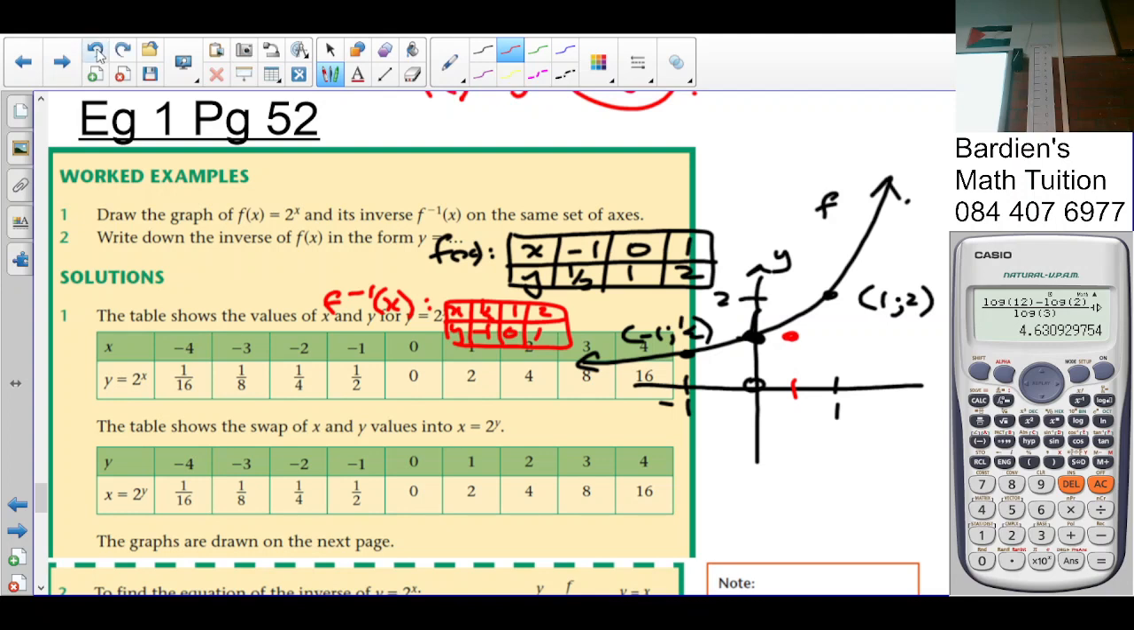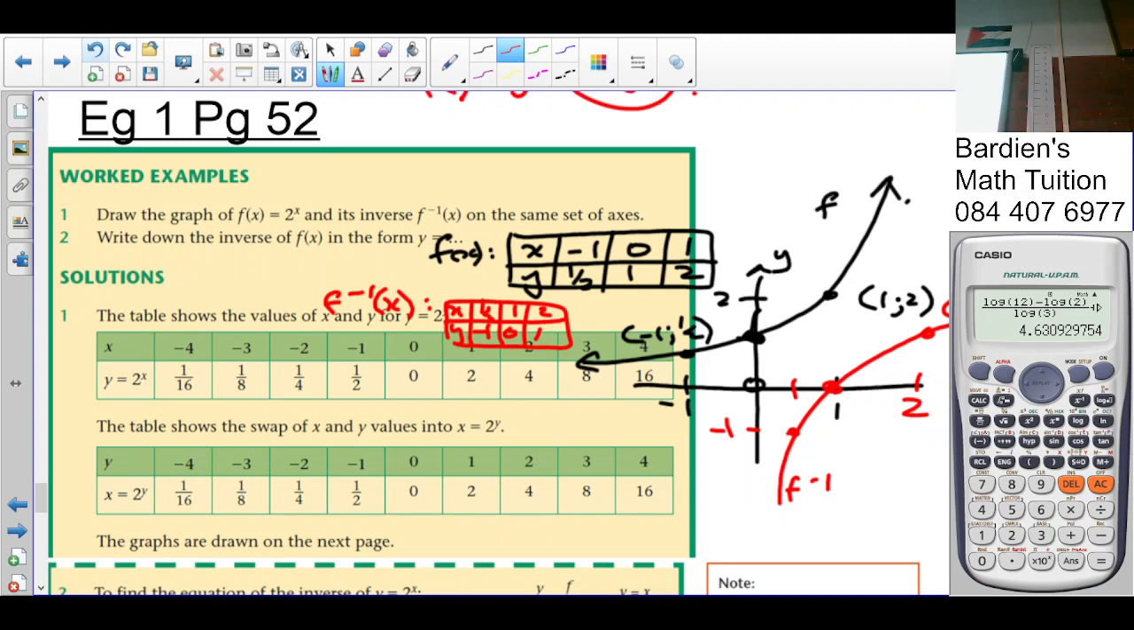So if x is half, y is negative 1. If x is 1, y is 0. If x is 2, y is 1. So there's that graph coming through now. And this is the graph of the inverse function.